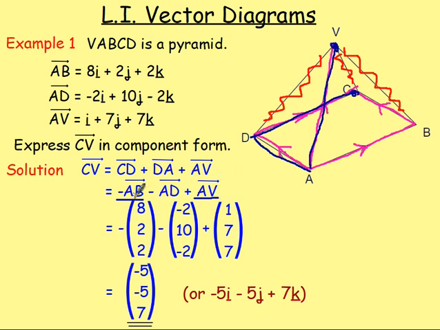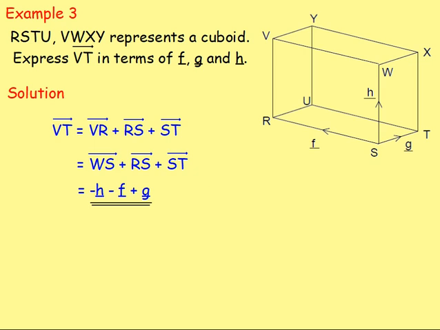Write down the components then, so you'd have the negative of AB, so it's a negative of 8, 2, 2. You're taking away against the negative of AD, so you'd have take away negative 2, 10, negative 2, and then you're adding on AV. Just add these together, and you would end up with negative 5, 7, which would be the vector CV. Next example, we had this cuboid.